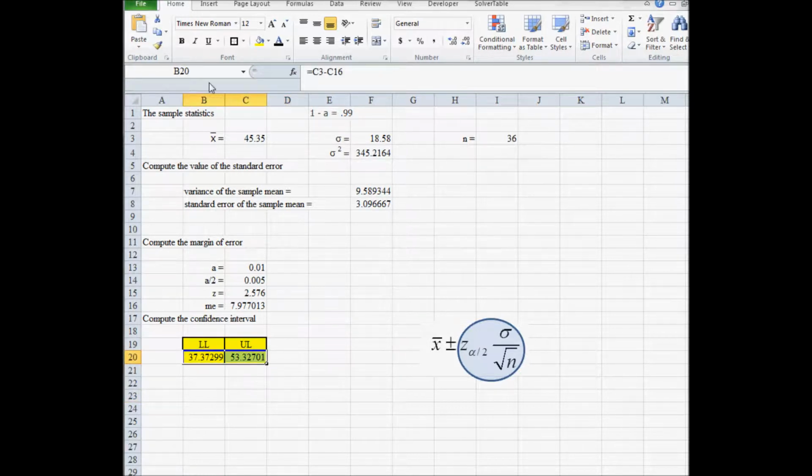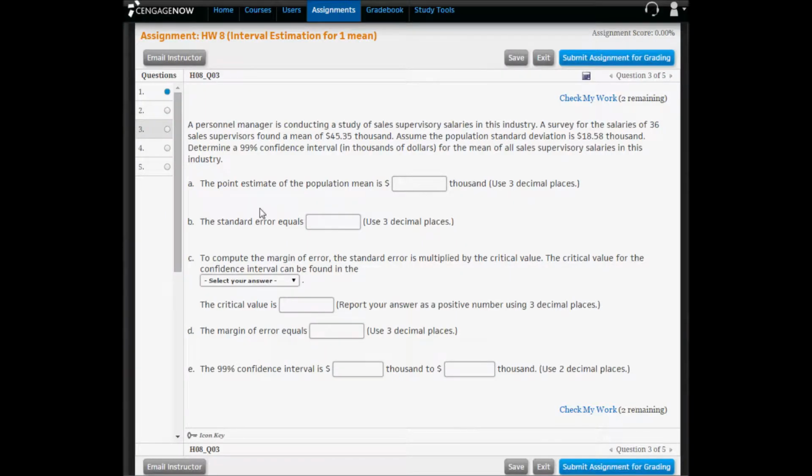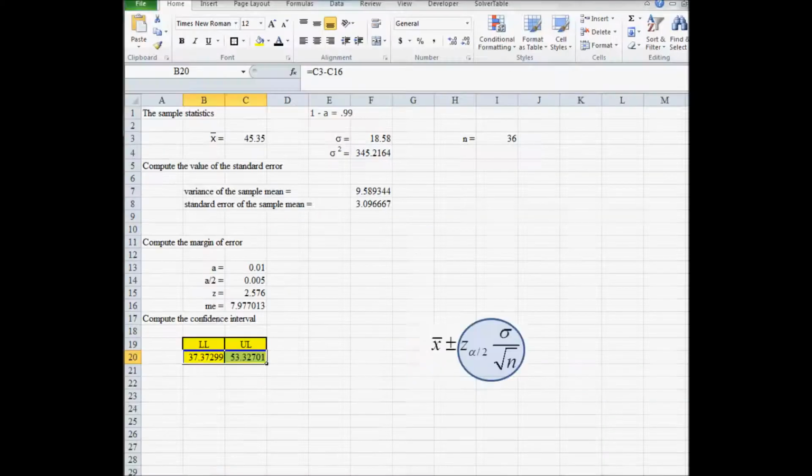Now it's just a matter of copying and pasting things into this Engage Now problem. So the point estimate of the population mean is x bar, and that is right here. And we're only going to copy the 45.35 because, with this word here, 1,000, this is 45,350. And it says 3 decimal places, so I'm going to add a 0. The standard error we computed to be that, but we only need 3 decimal places, so I'm going to shrink that down to 3 decimal places.